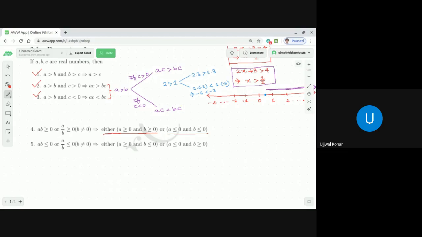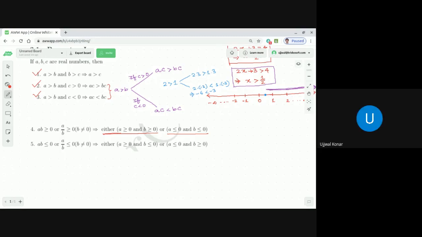Now, on the other hand, A into B is less than or equal to 0. Very important, dear students. You may think that, okay, why is he saying so many times? It actually deserves to be said so many times. If A into B is less than or equal to 0, or A by B is less than or equal to 0, then one thing is sure, one is positive, the other is negative. When the product of two numbers is negative, what can you conclude? One is positive, other is negative, na?